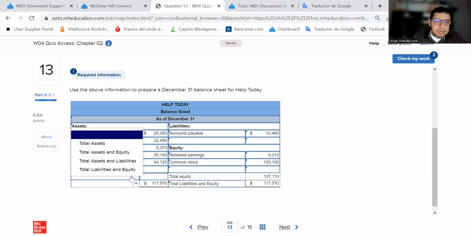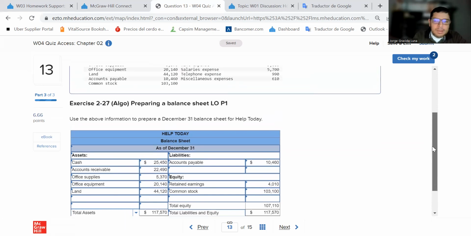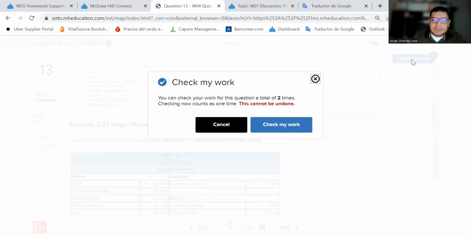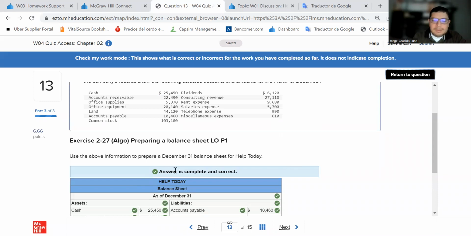So we need to put here total assets. Okay. So we're going to see if all is okay. So we want to do another check. And yes, the answer is complete and correct.